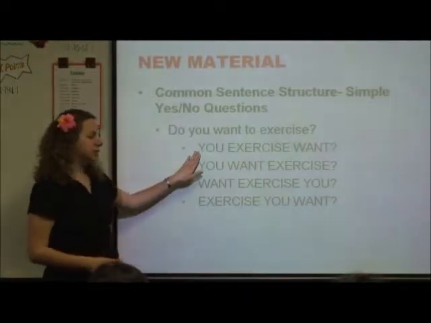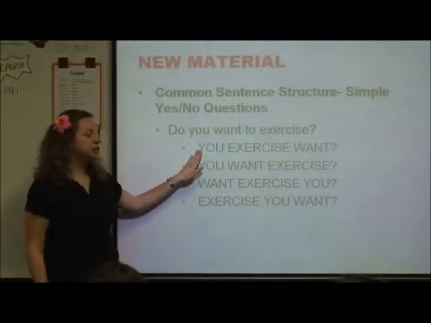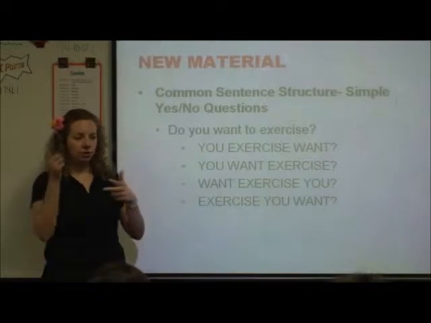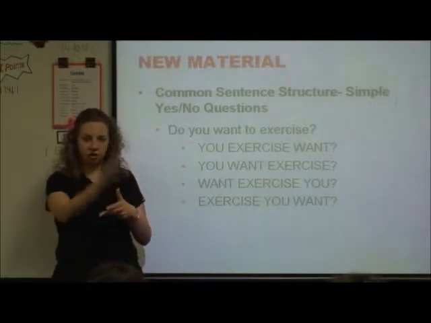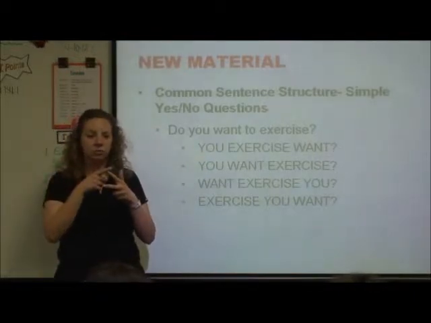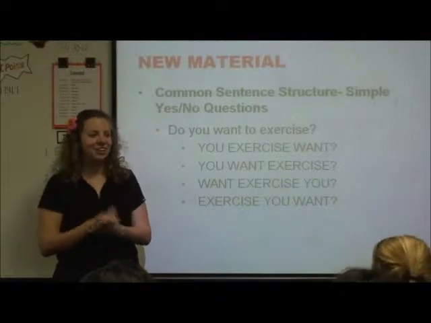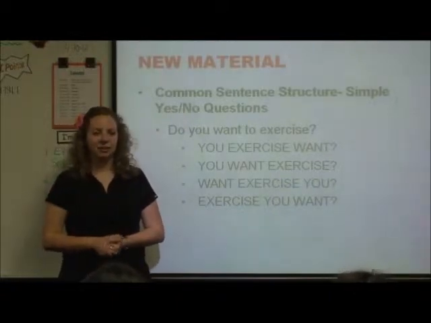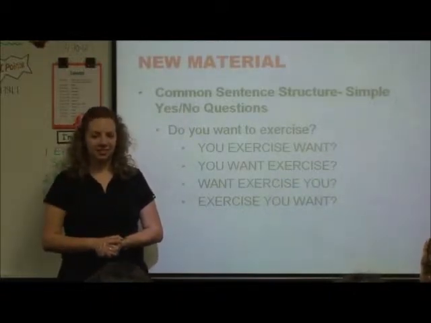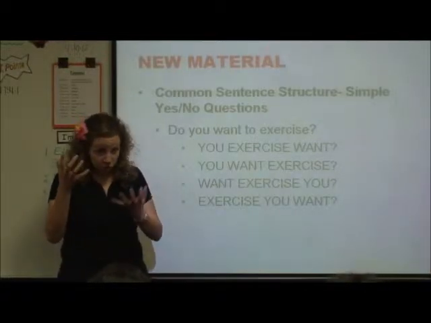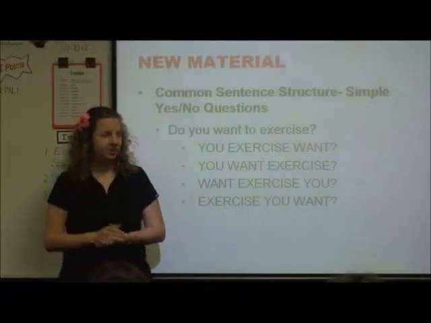So what are you going to do with this one? Sign just the signs. You exercise want. So you exercise want. Okay, now add your looking straight at me, because you're talking to me. Then also, what's the next one? Eyebrows up, and what's the third one? Head tilted forward. Good. Okay, so now try it. You exercise want. Okay, good.